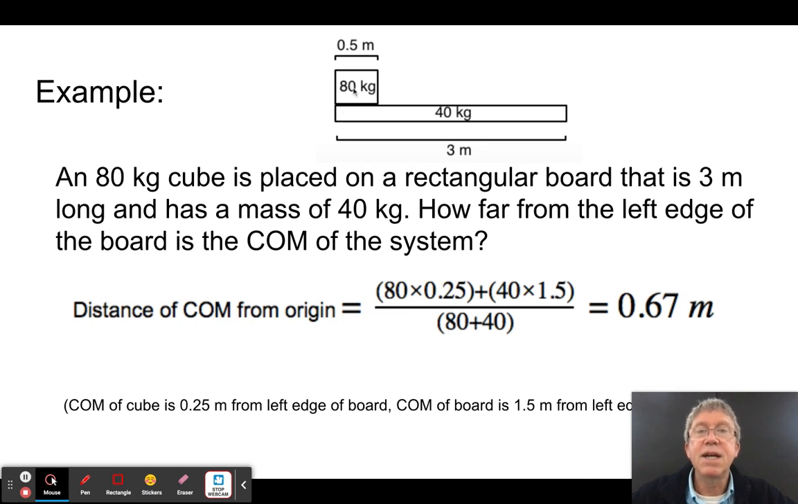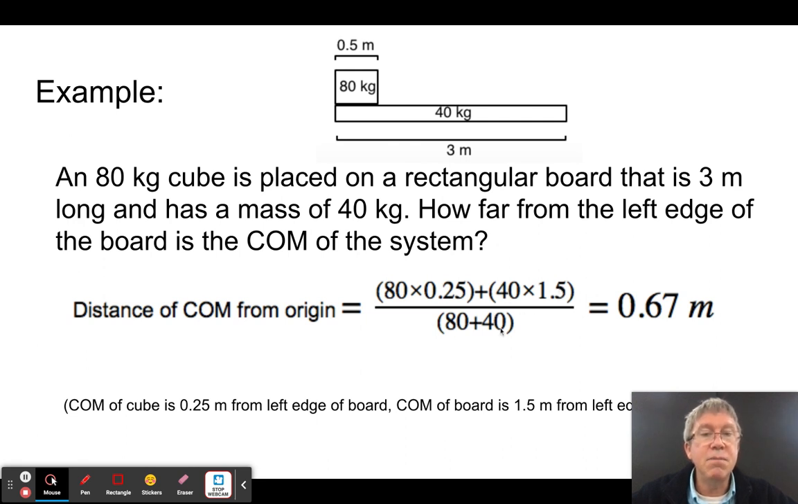So I'm going to say I have 80 kilograms, but where do I say it is? Like it's spread out between here and here. Well, I'm going to say it's a geometric object, so its center is going to be the center. So it's going to be basically 0.25 meters away from this edge. So I'm going to say 80 times 0.25. That's where this one is located. And I'm going to say plus 40 kilograms, and its center of mass is located 1.5 meters away. So I'm going to say 40 times 1.5.